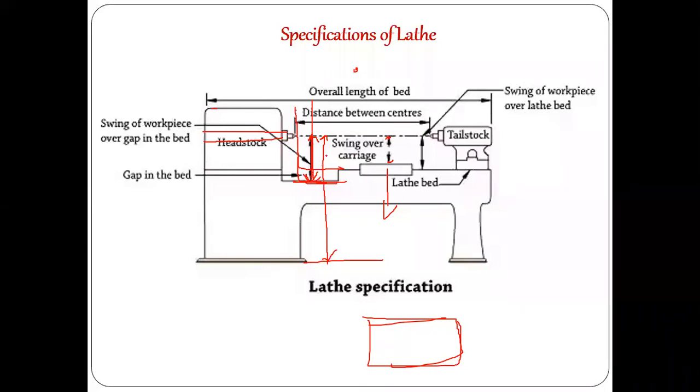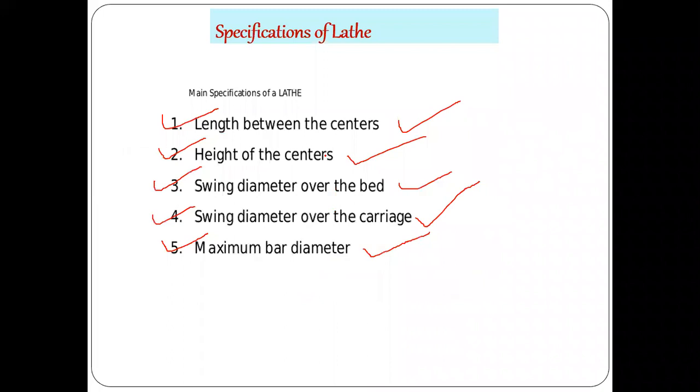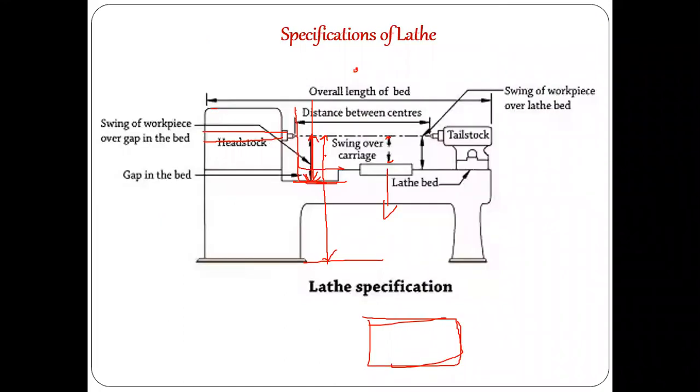These two specifications are important. They give you the maximum diameter of the workpiece you can machine or revolve on this lathe. So is it clear? Swing over diameter.